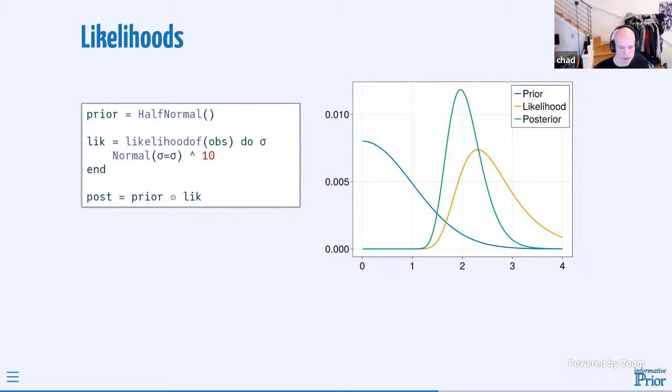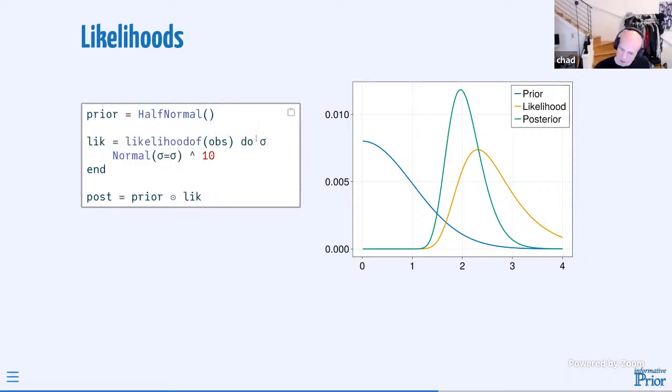Okay, and here's how these look in measure theory. So maybe I have 10 replications of a normal, but I don't know what the standard deviation is. So let's say we have a prior of a half normal, so that's this blue line. And then I have a likelihood. This is that same syntax, that same Julius do syntax again.